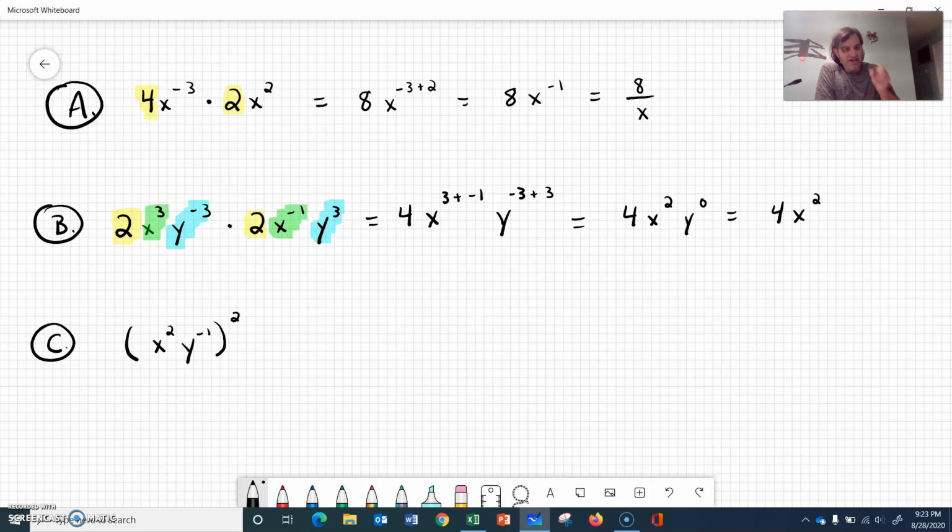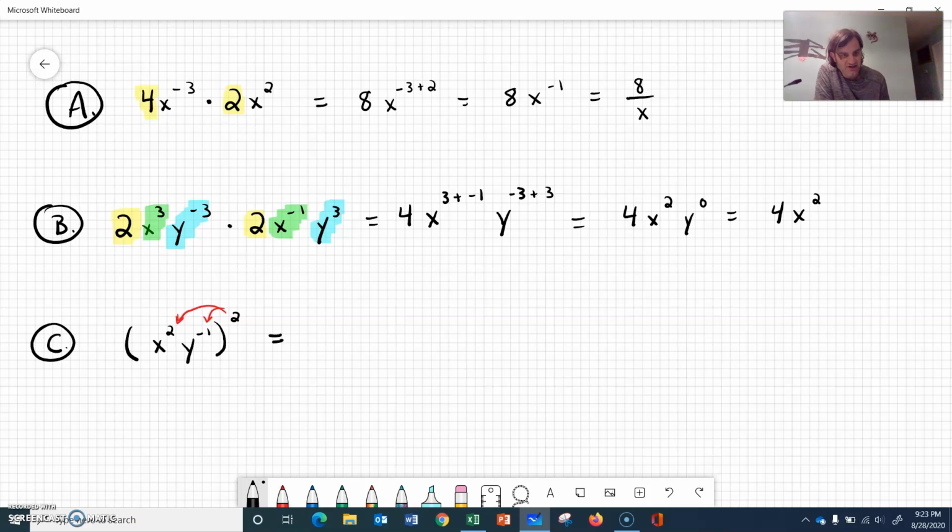Okay. The last one, C, is the quantity of x squared y to the negative 1, and that whole quantity is raised to the power of 2, or squared. So remember what happens here. Basically, if you have something in parentheses raised to a power, that power impacts all the terms and exponents within the parentheses. And to get rid of it, we end up multiplying exponents.